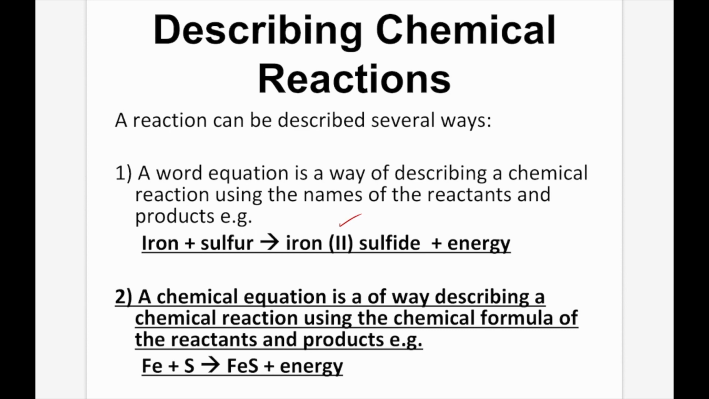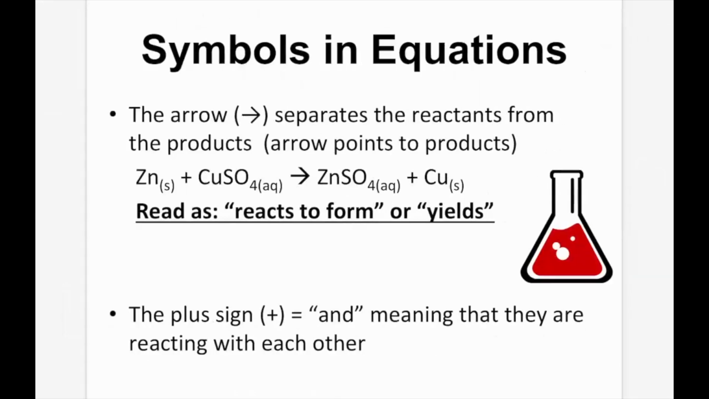And number 2, a chemical equation is a way of describing a chemical reaction using chemical formulas of the reactants and products. So for example, the same example above would be written as Fe plus S gives us FeS plus energy. Again, we're not here to predict, we're just here to understand and explain what these mean.